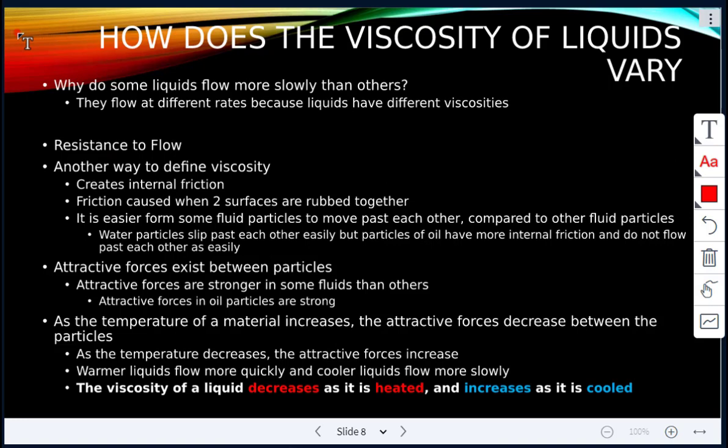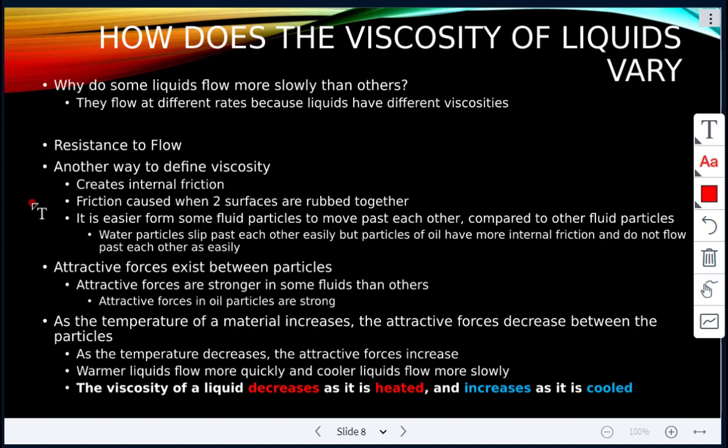So let's take a look at how the viscosity of liquids varies. Why do some liquids flow more slowly than others? It's basically because they have different viscosities. They're flowing at different rates because they have different viscosities. It's something called resistance to flow, which is another way to define viscosity. What's happening is there is internal friction. Friction is when two surfaces are rubbed together, and there is some resistance happening within these fluids as well.